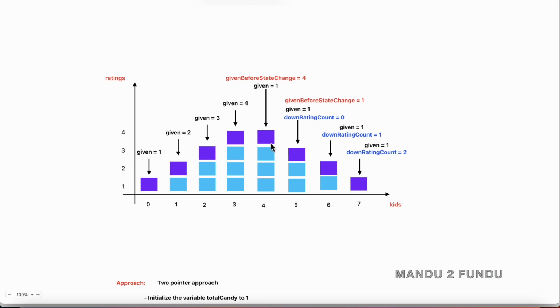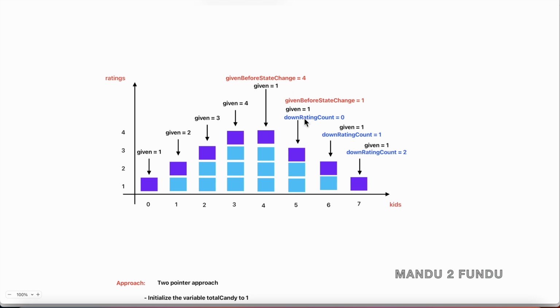Correct? How do we detect whether the number of candies given to the current kid and the kid located at the end of the last trending, right? So in this case it is 1, and here if we add 1 to the down rating count and that value is equal to the number of candies given to the previous kid, then we have to increase the total candy count, which keeps track of how many candies we have given so far, correct?